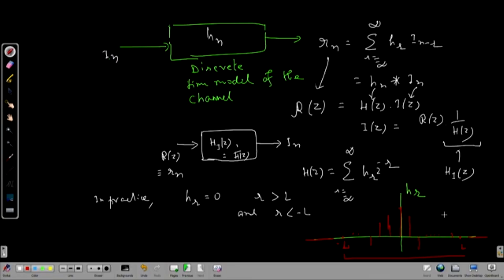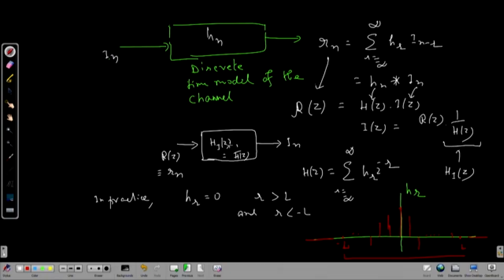So, 1 by HZ, if I now substitute HZ here, from minus L to capital L, this thing here, okay. Zeros will become poles. HZ is an FIR system, it has zeros only, okay. But now HZ comes in the denominator, so zeros will become poles, and therefore HIZ is an IIR system. HIZ is an IIR system, because IIR systems have poles, okay.